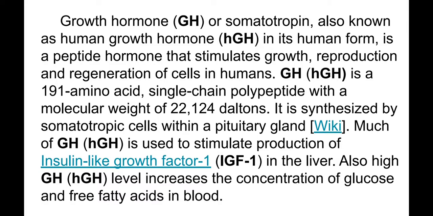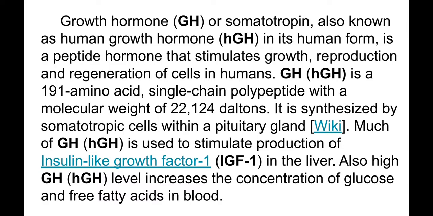Okay, let's go now. Growth hormone, or somatotropin, also known as human growth hormone in its human form, is a peptide hormone that stimulates growth, reproduction, and regeneration of cells in humans. Growth hormone is a 191 amino acid single chain polypeptide with a molecular weight of 22,124 Dalton. It is synthesized by somatotropic cells within the pituitary gland.